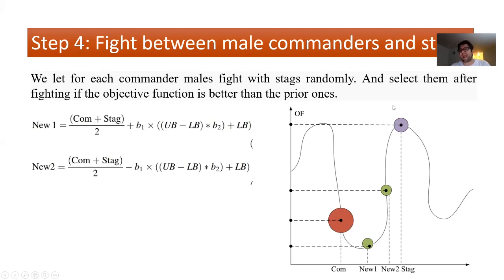So we have four candidate solutions, and among these solutions we select the best one as the new commander. These two solutions are generated using these formulations. It should be noted that B1 and B2 are random numbers between 0 and 1, and UB and LB, as I told you before, are the upper bound and lower bound of our feasible space.